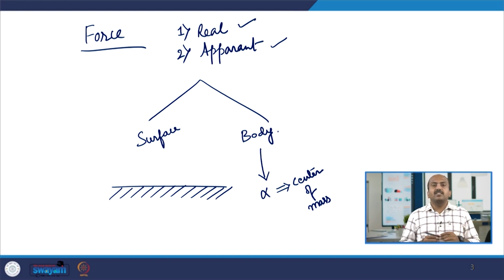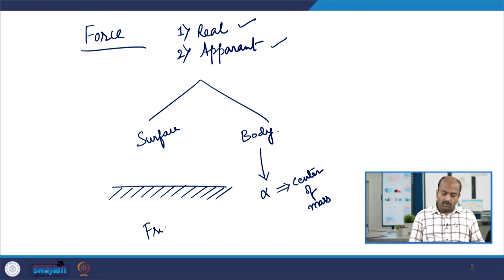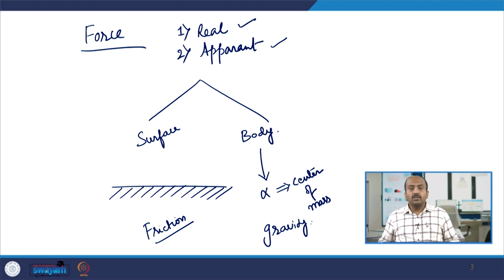The easiest example of a surface force is friction. Friction is the most readily available reference for surface force, and for a body force the most easily imaginable force is gravity, right.